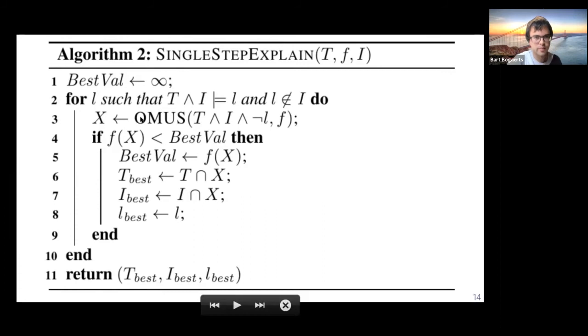This was replaced by several calls to minimal unsatisfiable subsets with increasing sets of constraints. And then we just pick the best one. That was basically it. Of all the literals, we pick the best explanation, and that's the one we're going to explain next. And then we come to the next step of the explanation process.